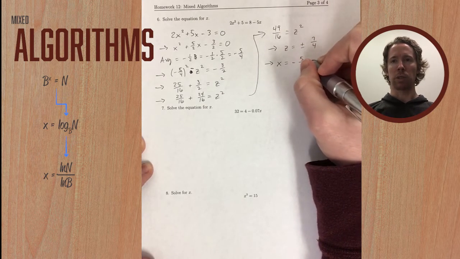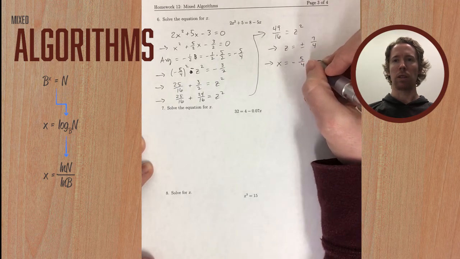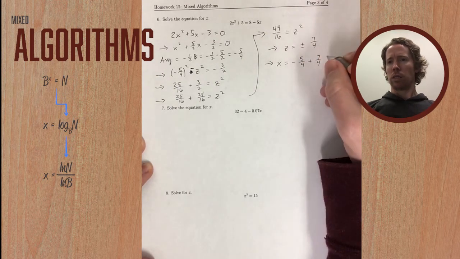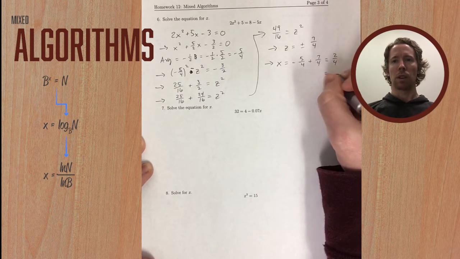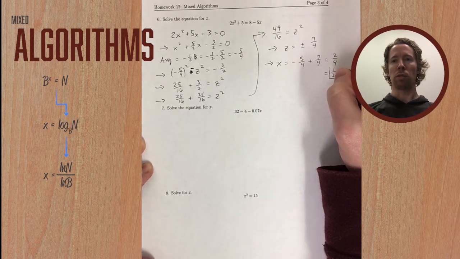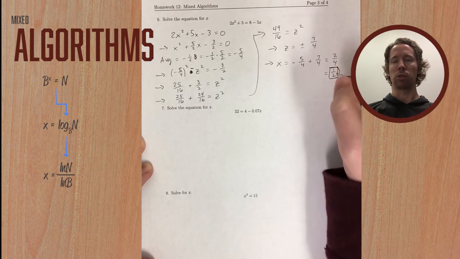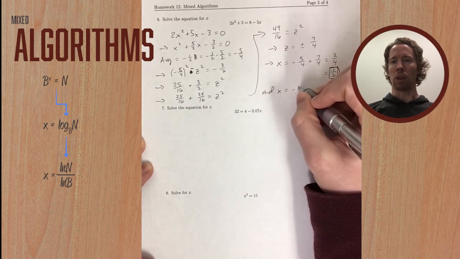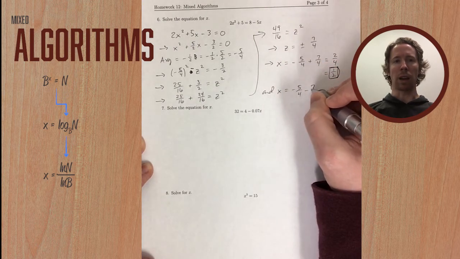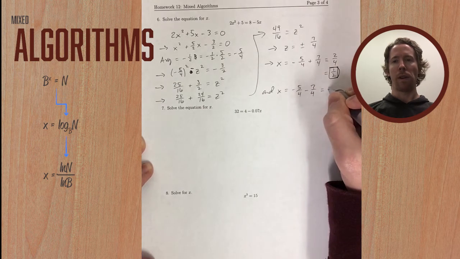And our average was -5/4. So we can combine these two fractions and see if we can reduce anything. And we can reduce there. 2/4 gives us 1/2 for the first solution. And then -5/4 minus 7/4 will give us a minus 12/4, which can reduce to -3.